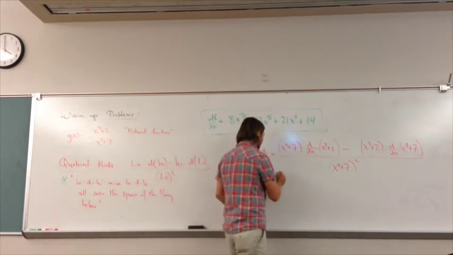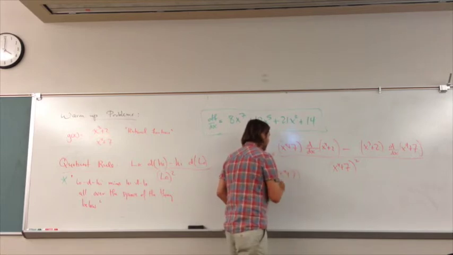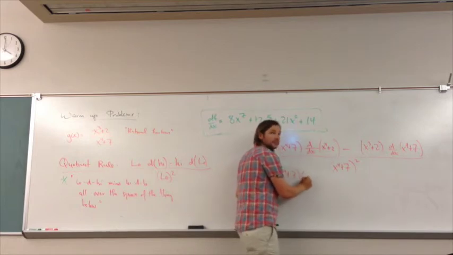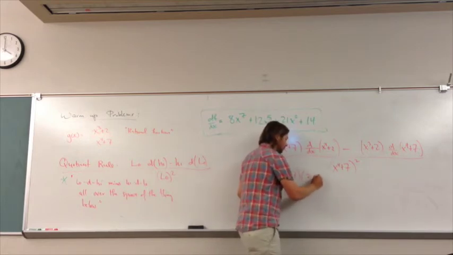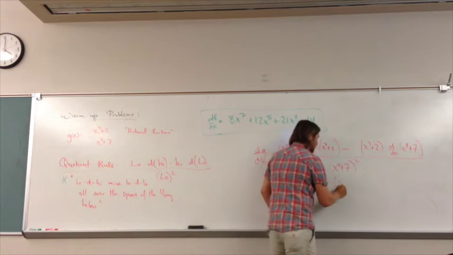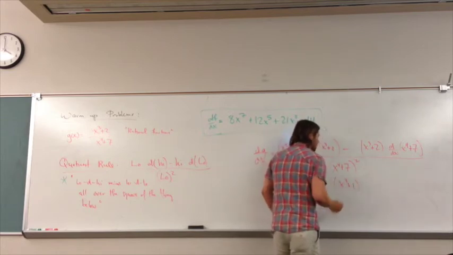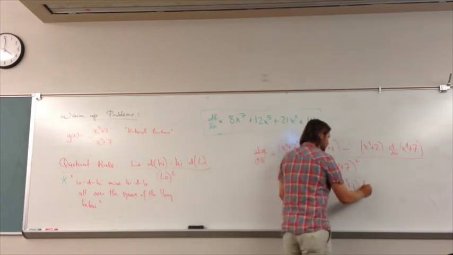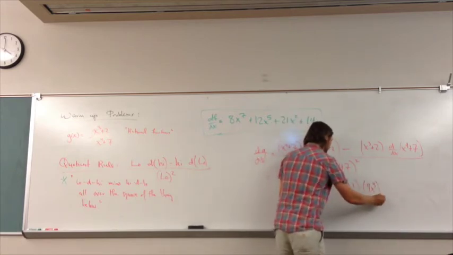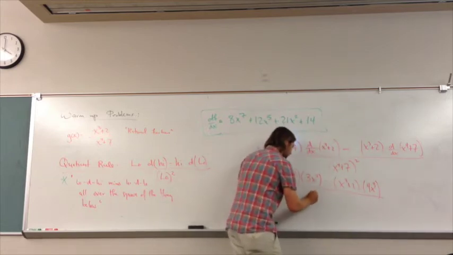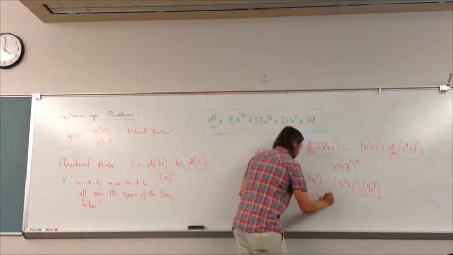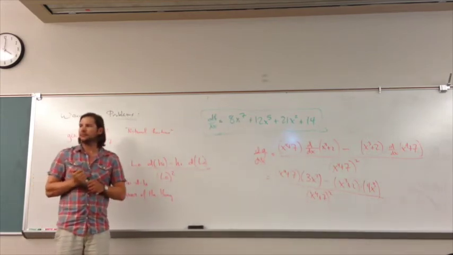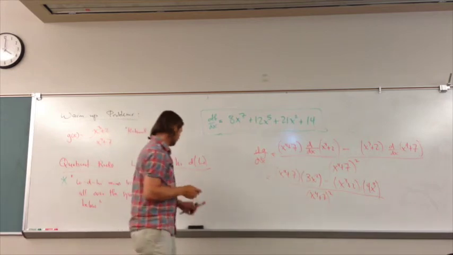So what do I do? I guess I rewrite everything over again. What's the derivative of x cubed plus 2? 3x squared. And then I have minus x to the third plus 2 times, what's the derivative of x to the fourth plus 7? 4x cubed. And I have x to the fourth plus 7, all squared. Can I keep going? Okay, what do I want to do?